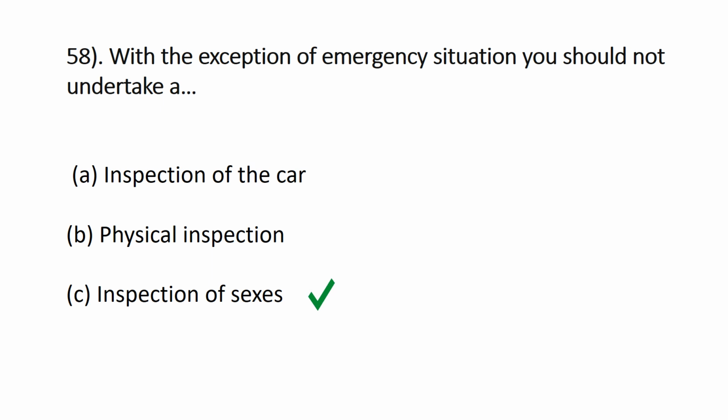So here is the condition. If there is an emergency, then you can search, even if they are of a different gender, right?